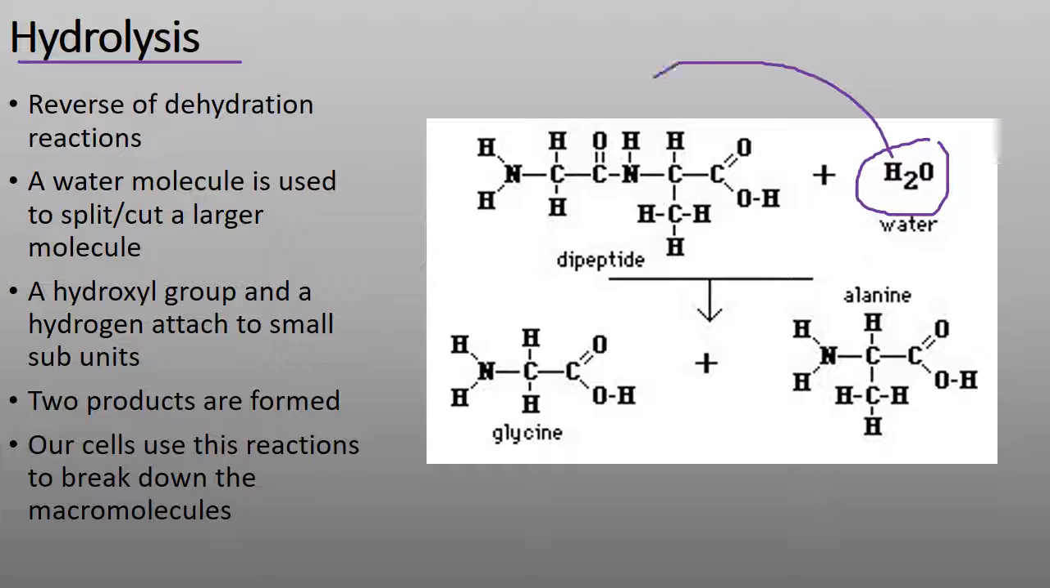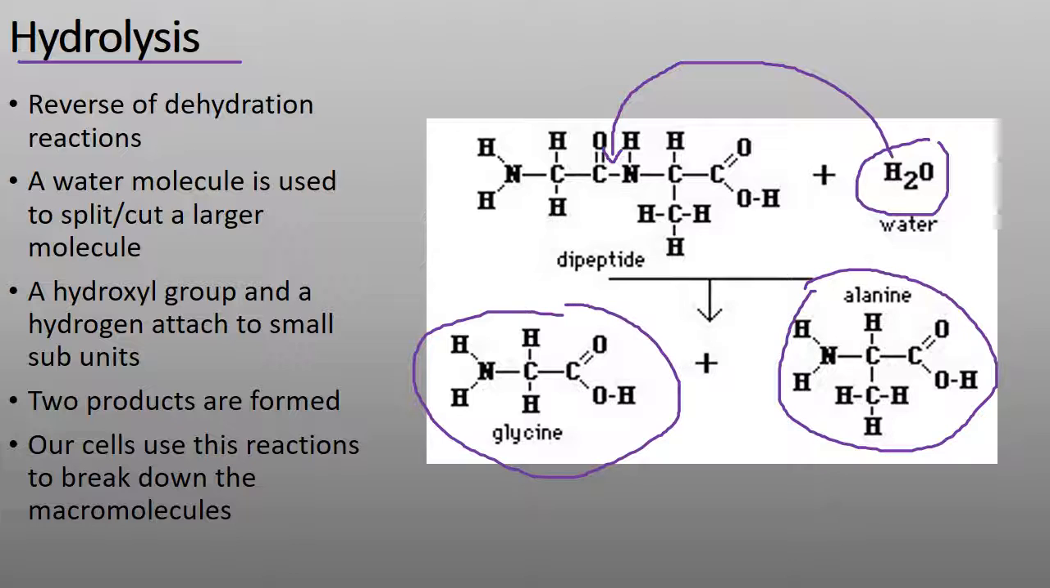So water will be used to break apart the bond here that we see in this dipeptide molecule, and as a result, the products are smaller molecules, better known as amino acids. So again, hydrolysis reactions, breaking apart larger molecules into smaller molecules. A catabolic reaction, water is used to break apart the larger molecules. And again, our cells use this reaction to break apart large macromolecules.